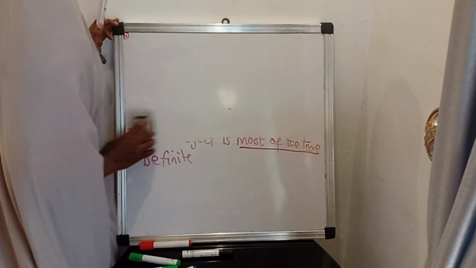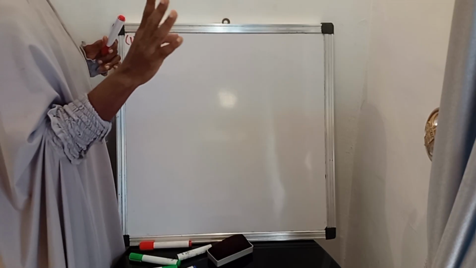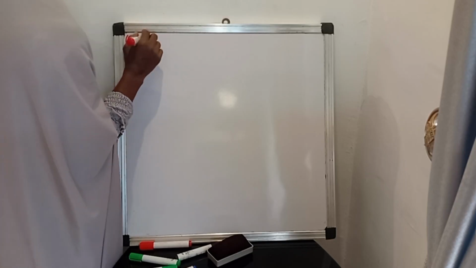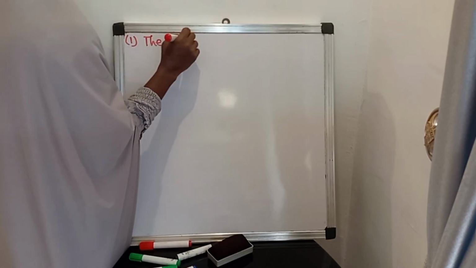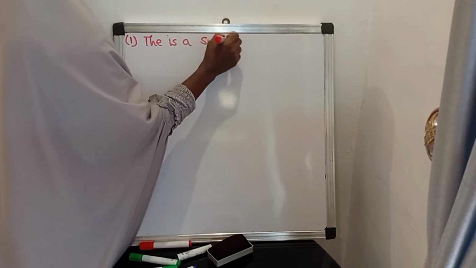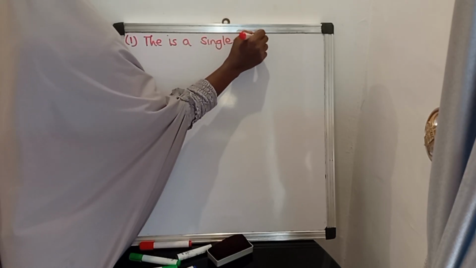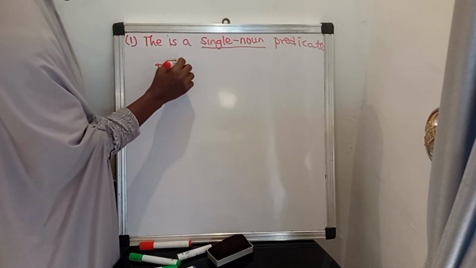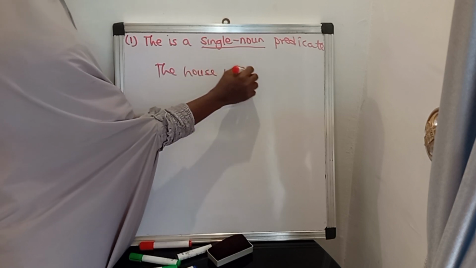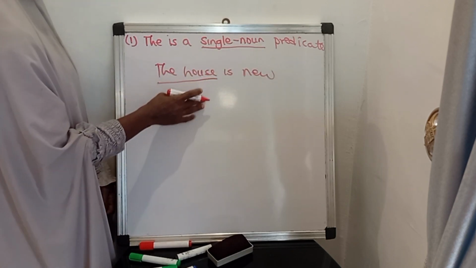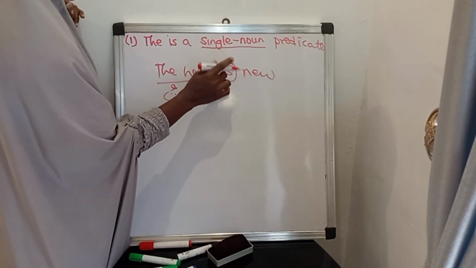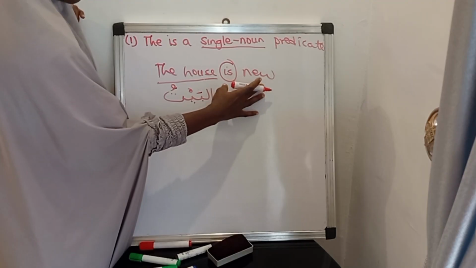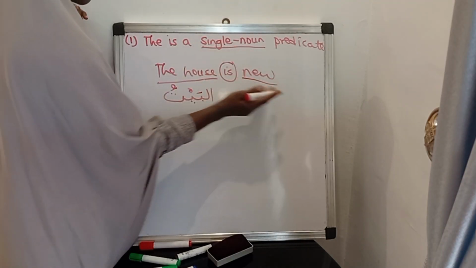Now we have talked about the subject. Now to the predicate. The predicate can come in 5 forms, and we are going to look at one form today. The first form is that the predicate is a single noun predicate. In an example, we said the house is new. Let me write it back for reference sake. We have written the subject. Is new. This is like a linking word. It doesn't have an Arabic term in Arabic language. So this is the predicate.